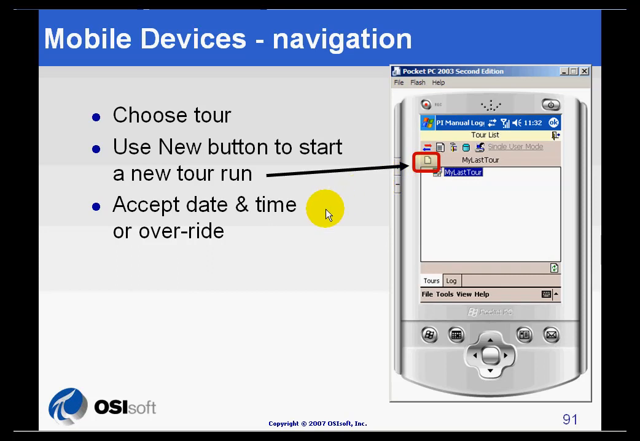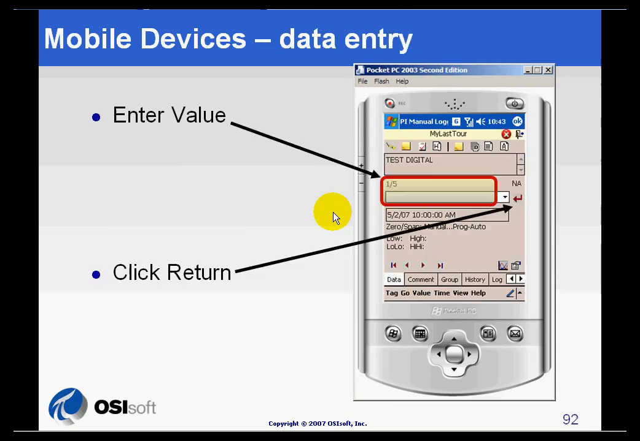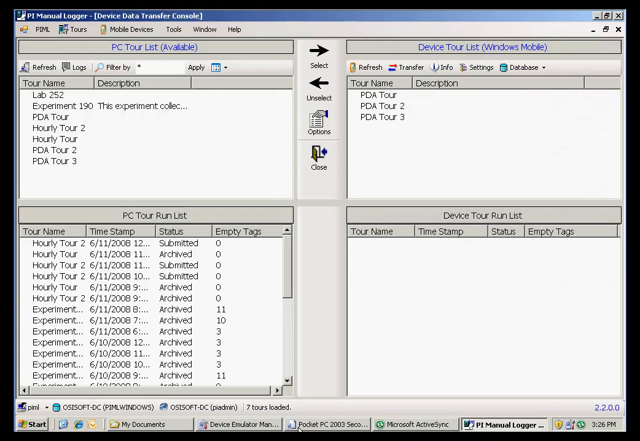We can accept the date and time or enter the appropriate date and time for the tour run. Once we start the new run, all we have to do is enter the value in the appropriate field and click Return to finish the tour run or move on to the next tag as appropriate. Let's see how this works.